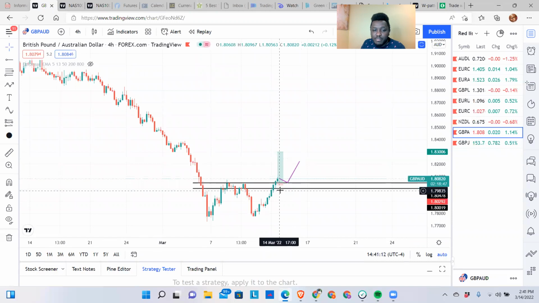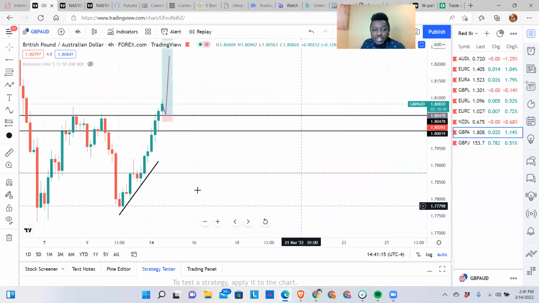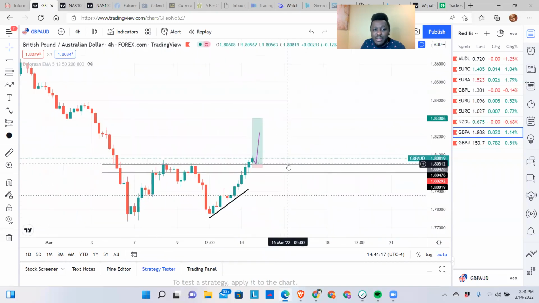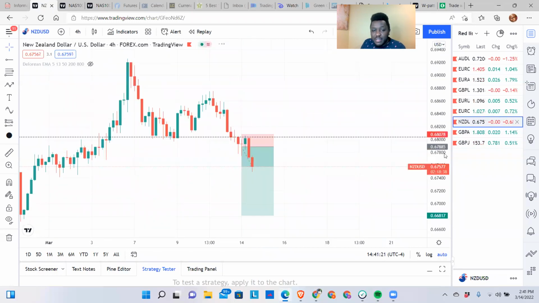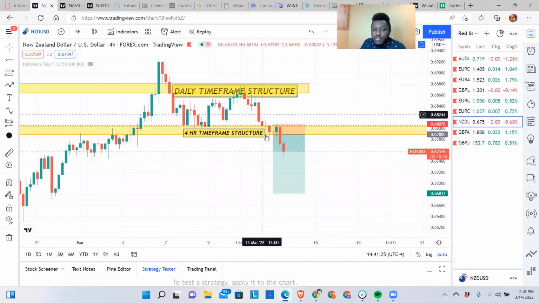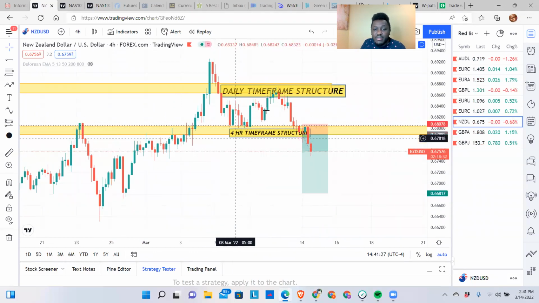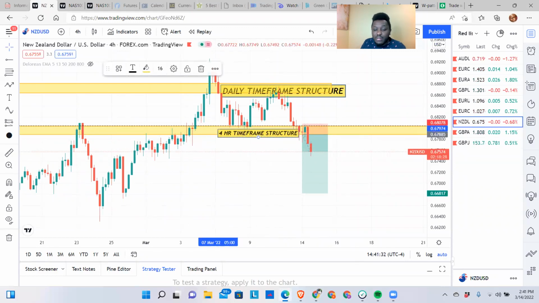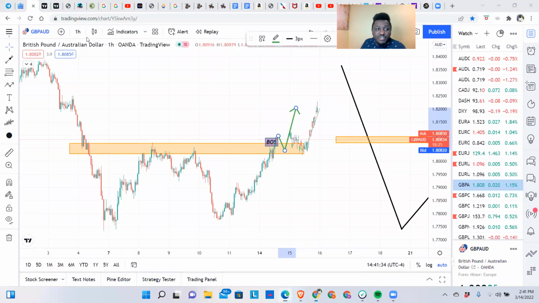GBP AUD. I got into this the moment I saw it breaking out there. I think I sent it into the group or something. NZD USD, right? Again, you can see here the breakout structure. I marked this up because I send them into the chat group.